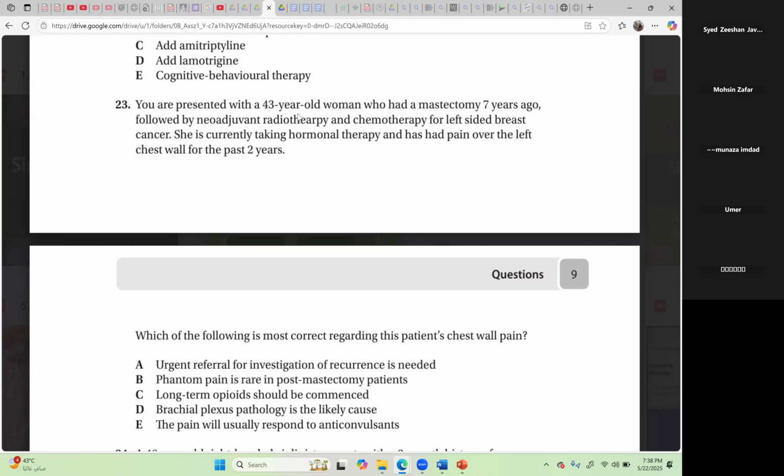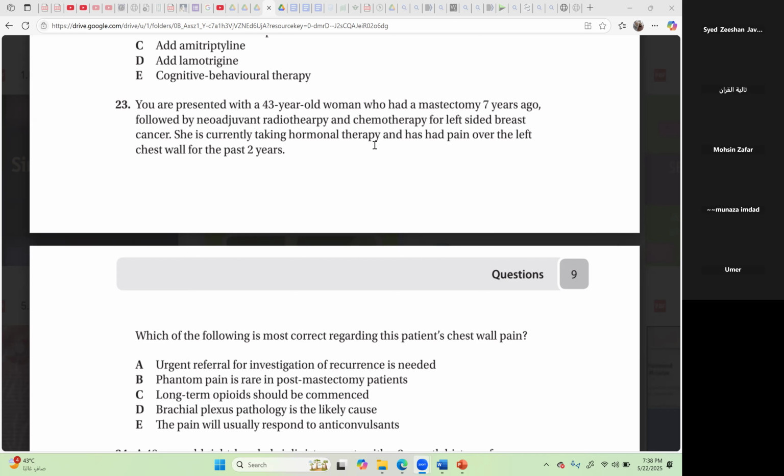Zishan or Wajiha or anyone? What sort of pain can occur in this patient specifically? Phantom limb pain. Okay, phantom limb pain can occur in this patient. One thing. Then, what are the effects of radiotherapy and chemotherapy? It can cause chronic post-surgical pain. Yes, chronic post-surgical pain also.